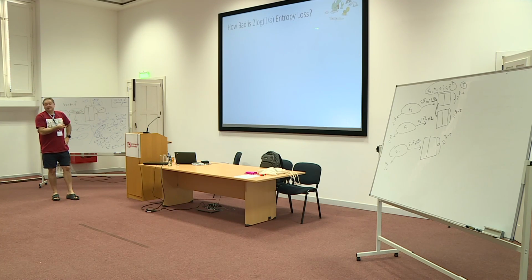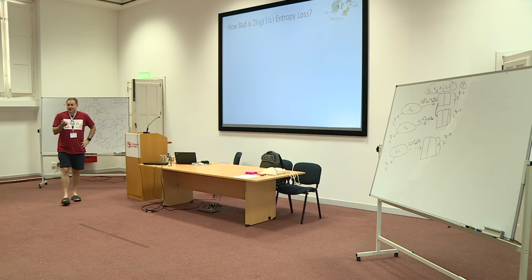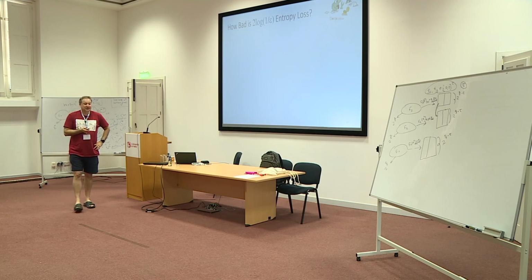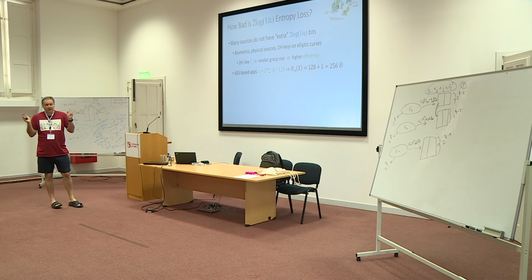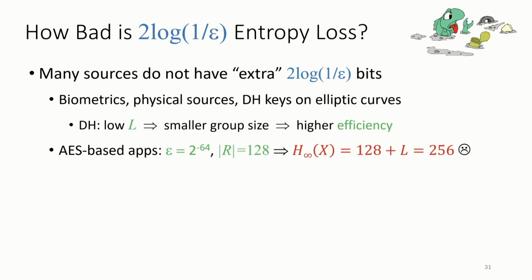So how bad is this entropy loss? Are we done? Should we be happy with this entropy loss in the seeded case? Unfortunately, many sources in reality don't have this extra 2 times the security parameter bits. Let's say the security parameter is 64, and I want to extract a 128-bit AES key. It means that the min-entropy of my source has to be 256. So that's kind of double. It looks additive, but for practical parameters, it becomes too big.